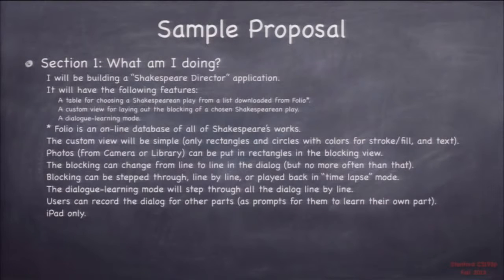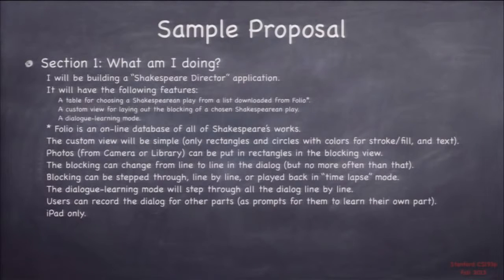Your proposal needs to have two sections in it. Okay, the first section is a kind of an overall description. What am I doing? This is best shown by example. So I have this example here, which is the Shakespeare Director app. Let's say you're a director at a theater company and you're going to be directing some Shakespeare plays, and this is an app to help you do that.